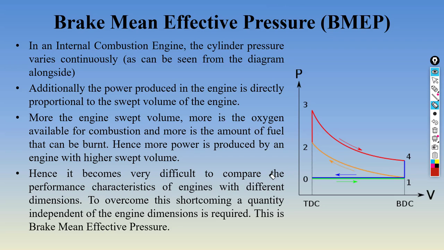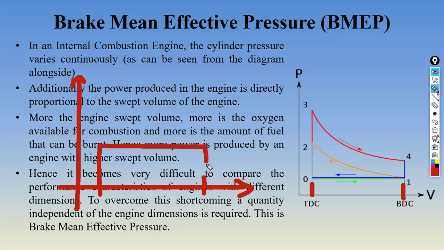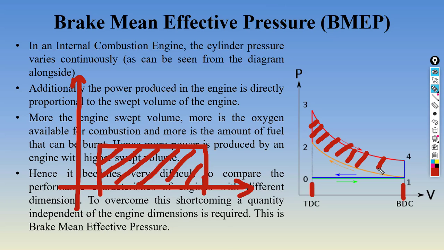Let me explain it to you once again. We are going to draw another PV graph. Here we are going to keep the swept volume same. These are same as these two. Then we are going to draw a rectangle over here such that the area of this rectangle is equal to this area. Area of my rectangle is equal to area under this curve.